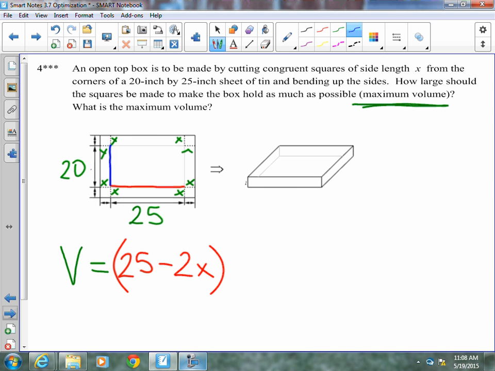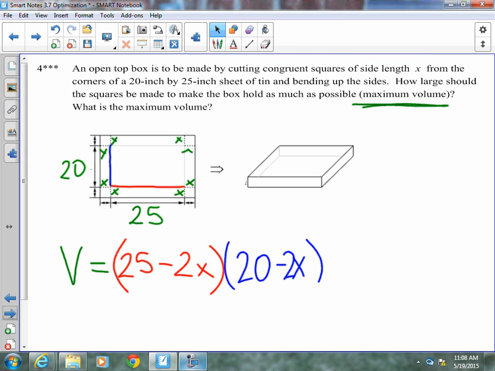Our width used to be 20, but they cut an x off of each end. So now it's 20 minus 2x. And our height is going to be this little flap as it stands up. Any of these lengths, which are x.